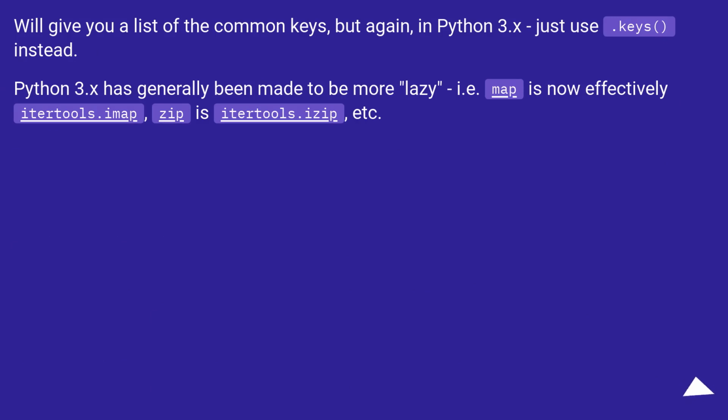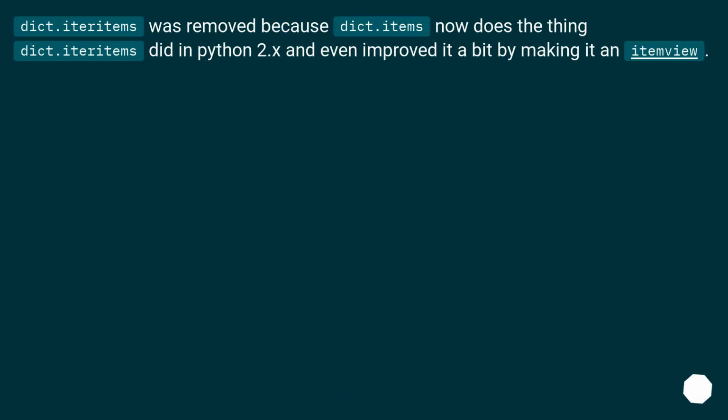Python 3.x has generally been made to be more lazy. imap is now effectively itertools.imap, zip is itertools.izip, etc. dict.iteritems was removed because dict.items now does the thing dict.iteritems did in Python 2.x and even improved it a bit by making it an item view.